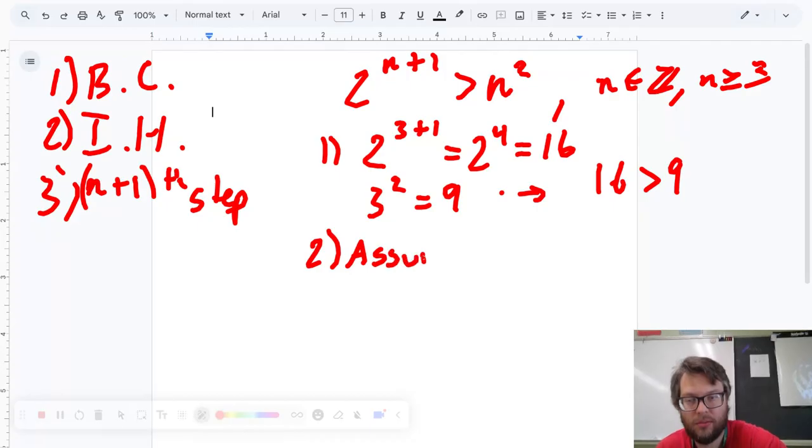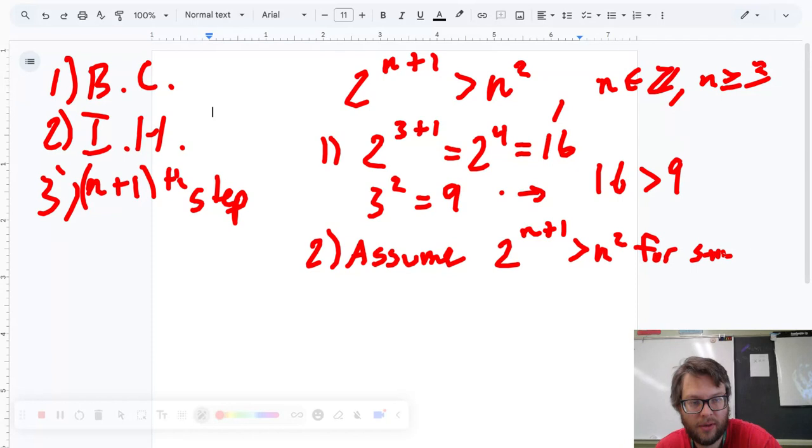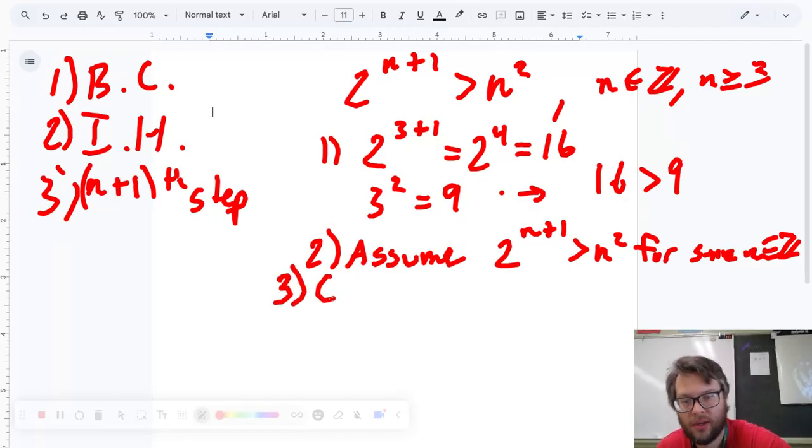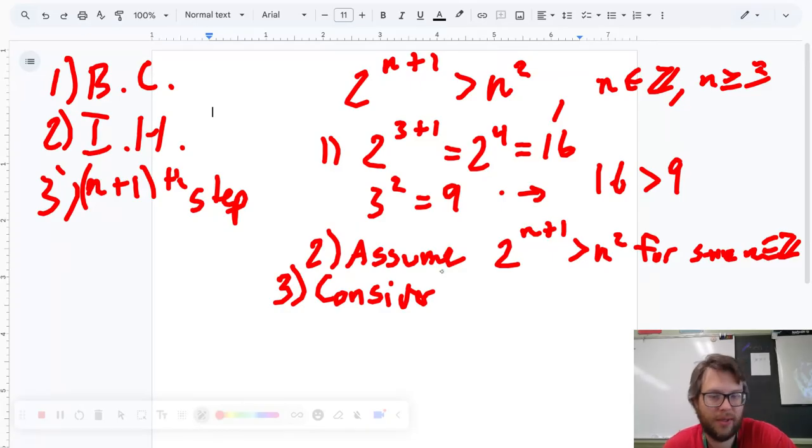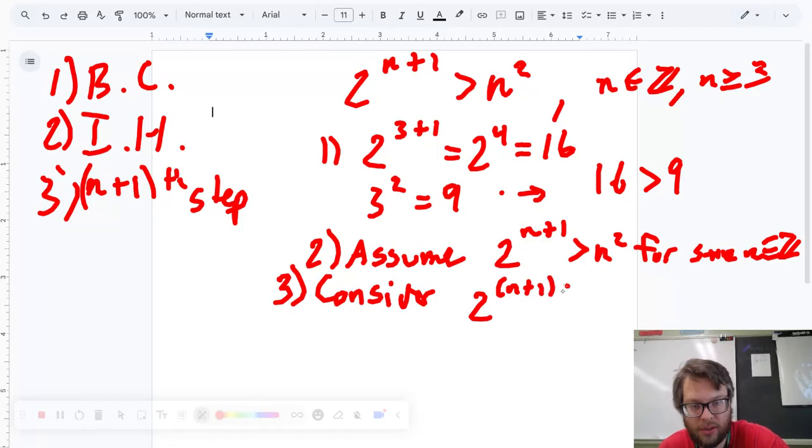You write: assume that 2 to the n+1 is greater than n squared for some integer n. In step 3, we consider the next step. And the next step is going to be 2 to the n+1 plus 1. Well, we don't write down that that is bigger than n+1 squared.